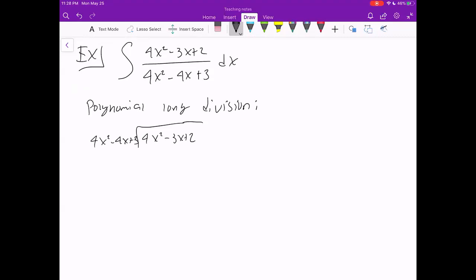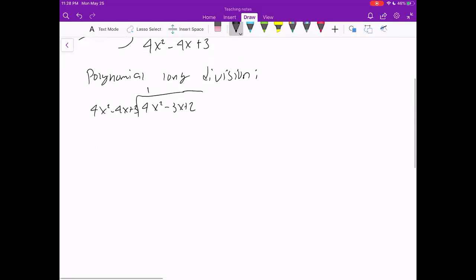If I want to divide these two things, I ask myself, what do I multiply 4x squared by to get 4x squared? This one's pretty easy. It's just 1. If I multiply through by this polynomial, I get minus 4x squared minus 4x plus 3, just multiplying all of those by 1. And now I subtract these. So 4x squared minus 4x squared is 0. Minus 3x plus 4x is x. 2 minus 3 is minus 1.